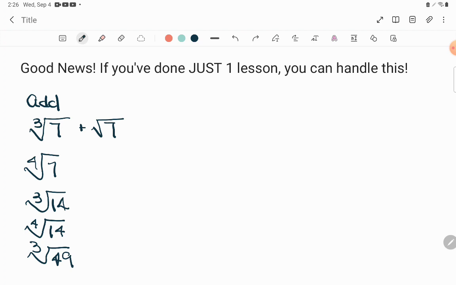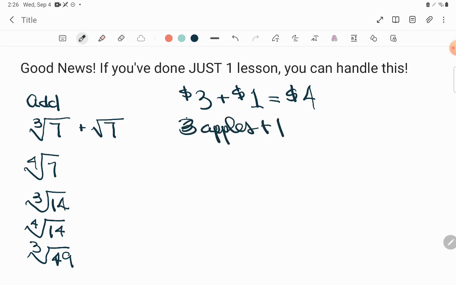So I'm going to back up just a little bit, and let's remember what we talked about. When we add things like dollars, we can add $3 and $1. We add dollars and dollars, we get dollars. We add apples and apples. So 3 apples plus 1 apple, we get 4 apples. That might seem like a really easy concept, but it's going to continue on no matter how hard your math gets.